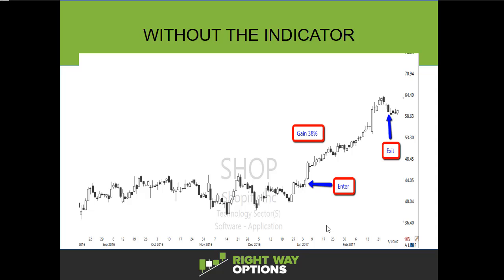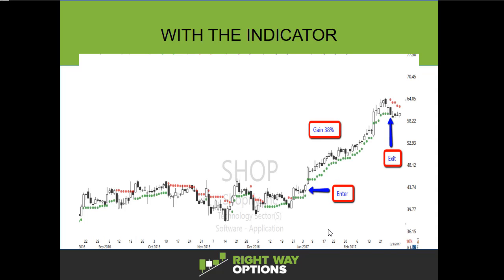So here's this chart without it. Here's the chart with the indicator. Now, like I say, if you've seen a parabolic SAR indicator, you think, well, that's parabolic SAR, but it's not. It's called volatility stop.